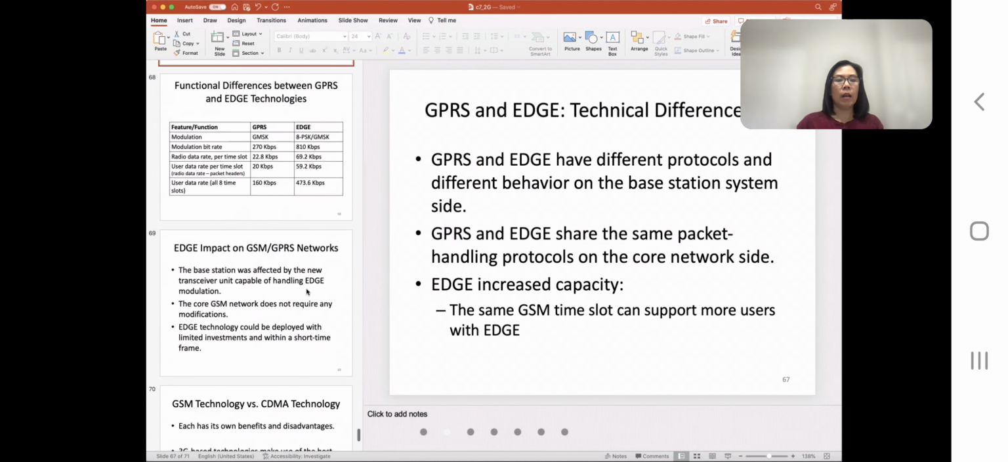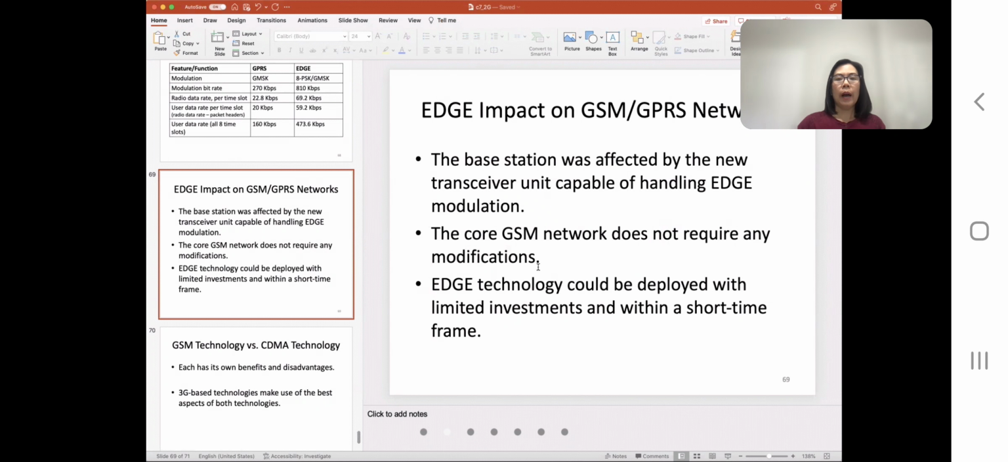So what did we need to modify in order to implement EDGE? Of course the base station was affected, because now we need a different transceiver unit to handle 8-phase shift keying instead of Gaussian minimum shift keying.